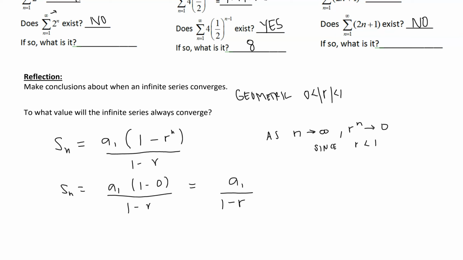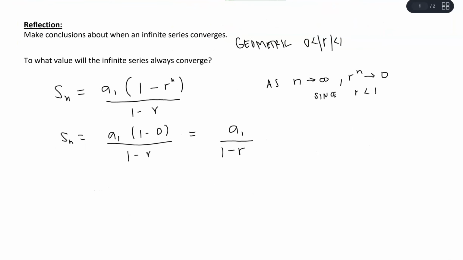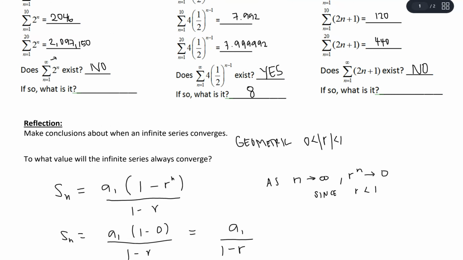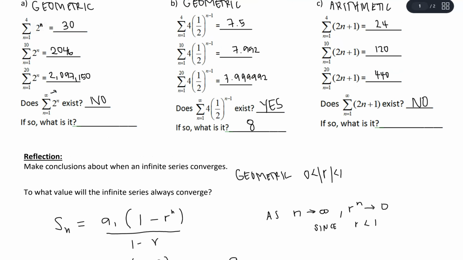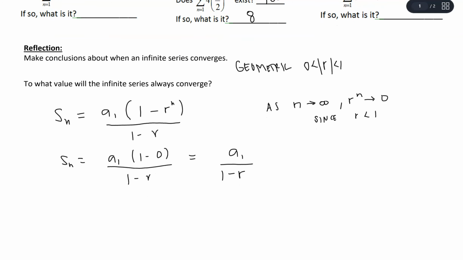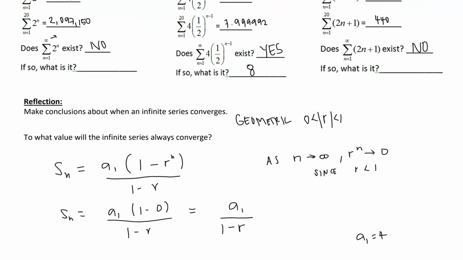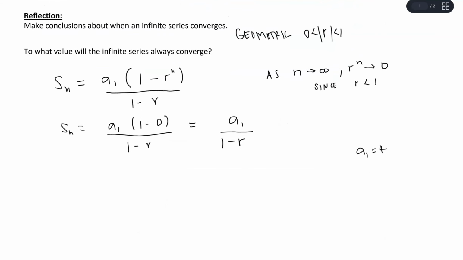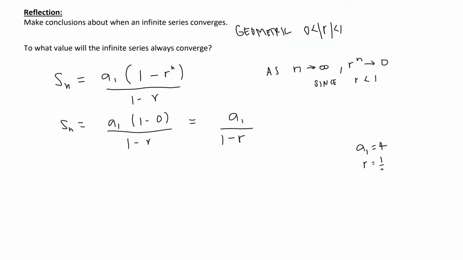So let's calculate that second one using this notation. What's my first term here? If I plug in a 1, that'll be 1/2 to the 0 power, which is just a 1. So my first term there is going to be a 4, I'm sorry. And your r value is a 1/2.